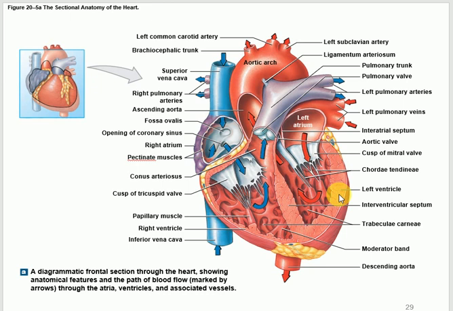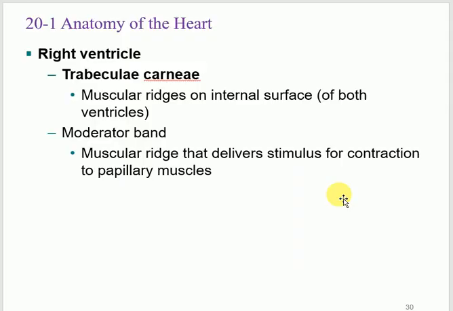Now look at the wall of the atrium. It's very thin. Look at the wall of the ventricles. It's thick, but look at this. This is thicker than this. The left ventricle is thicker, and if I ask you about the reason, you should know, right? I'm assuming you guys know now.